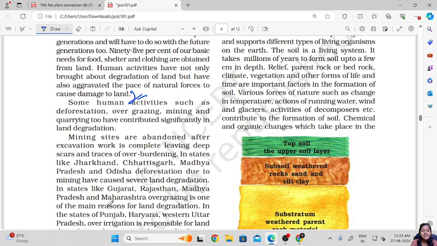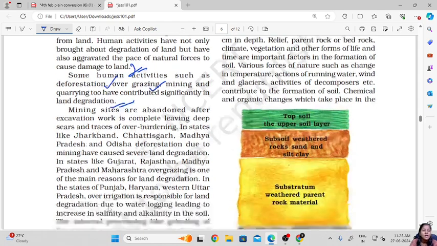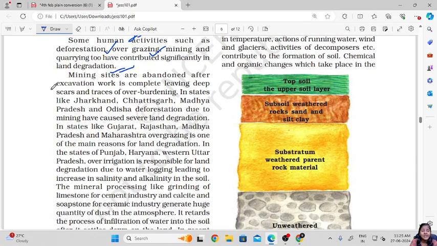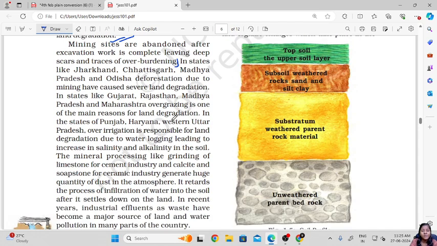Some human activities like deforestation, mining, overgrazing and quarrying have contributed significantly to land degradation. Mining sites are abandoned after excavation work is complete, leaving deep scars and traces of overburdening. These have done a lot of damage to the land. In states like Jharkhand, Chhattisgarh, Madhya Pradesh and Odisha, deforestation due to mining has caused severe land degradation.